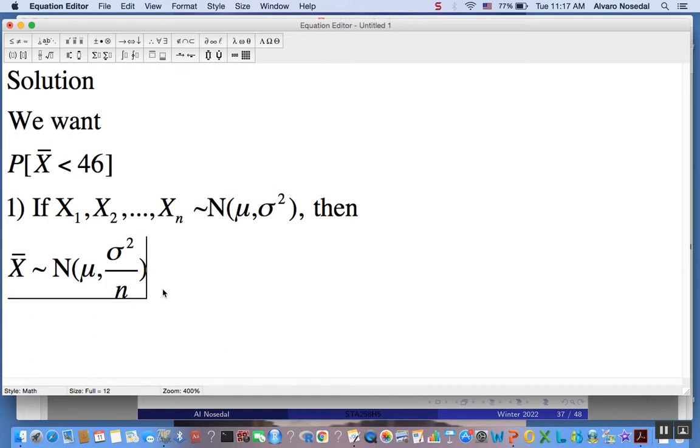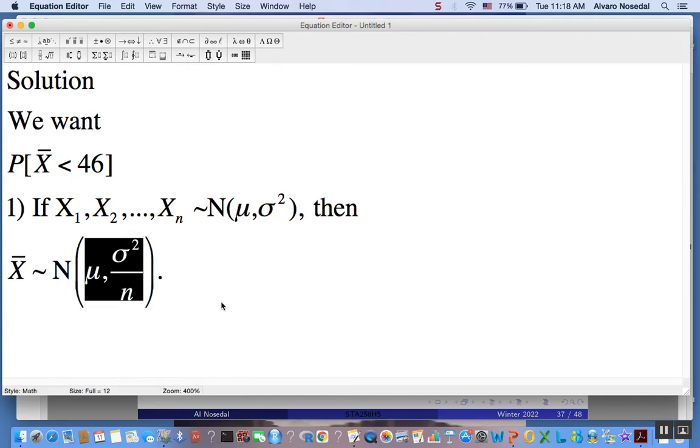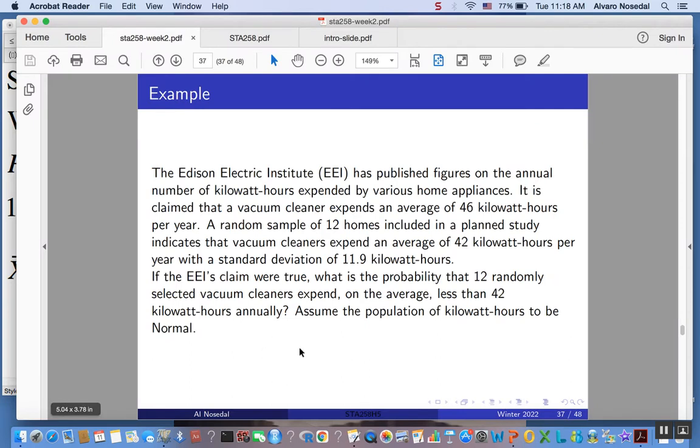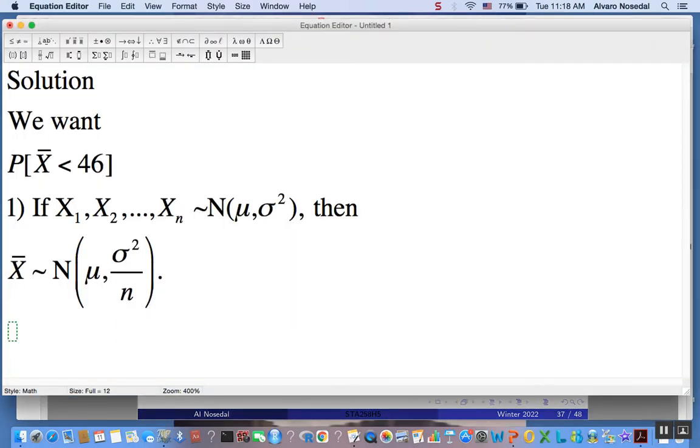Remember that? I think that's theorem 7.1 in our textbook. That's one of the things that we have here. And remember that here we have that condition, and that condition is satisfied. We have a random sample of size 12. We have normality; we're assuming that those observations are normally distributed.